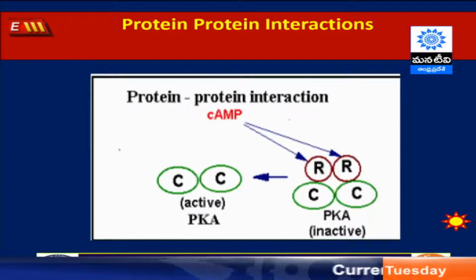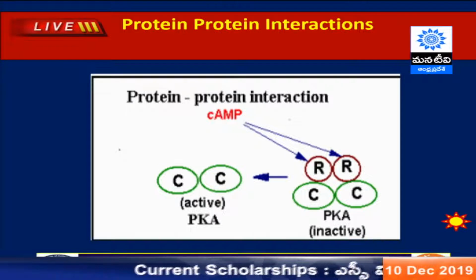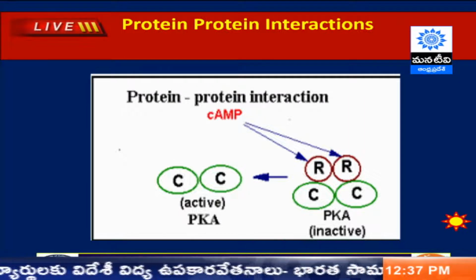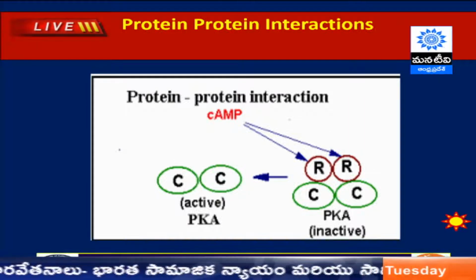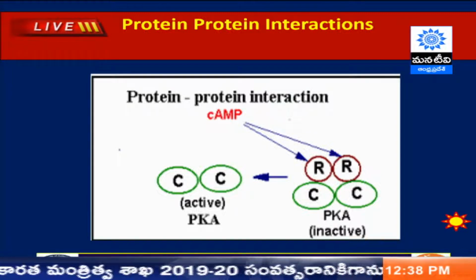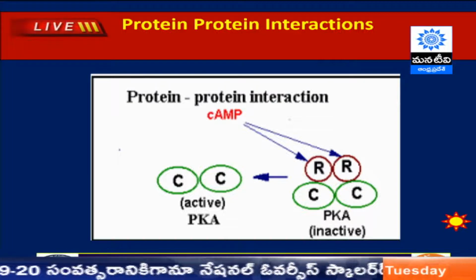And the final one is protein-protein interactions. Proteins are made up of catalytic sites and regulatory sites. Here is a protein kinase enzyme made up of two catalytic sites and two regulatory sites. In the form of 2C and 2R sites, the PKA is inactive. By the addition of cyclic adenosine monophosphate to the protein kinase, the 2R sites will be removed. By removing the 2R sites, the 2 catalytic sites of PKA become active.